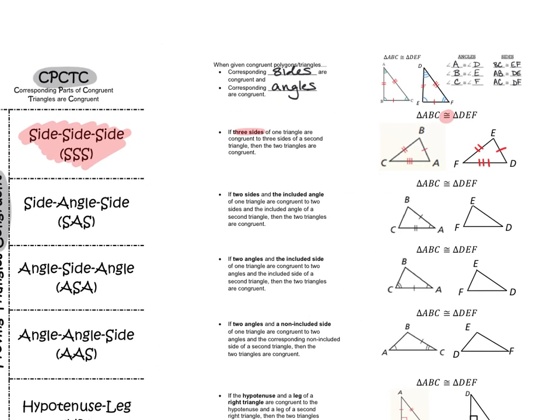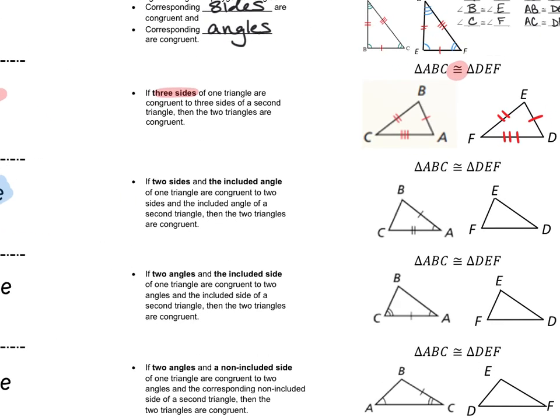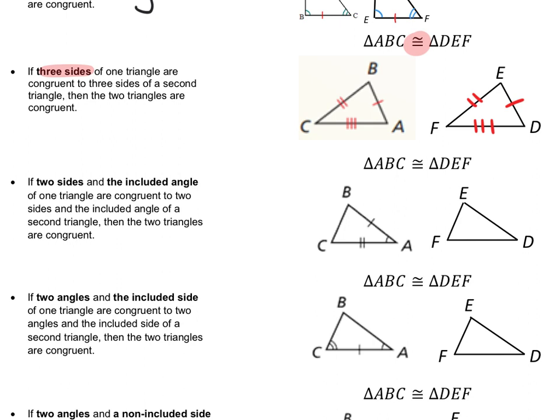The next way to prove congruence is the side angle side theorem. The side angle side theorem is exactly how it sounds. If two sides and the included angle, so literally you would see a side, an angle in between them, and another side, if those are congruent across triangles, it's enough to prove that the triangles are congruent.